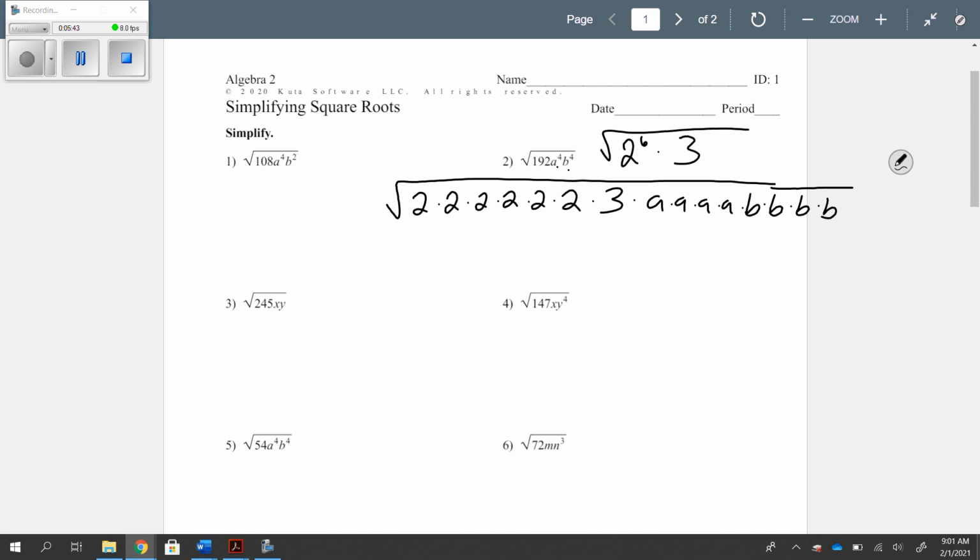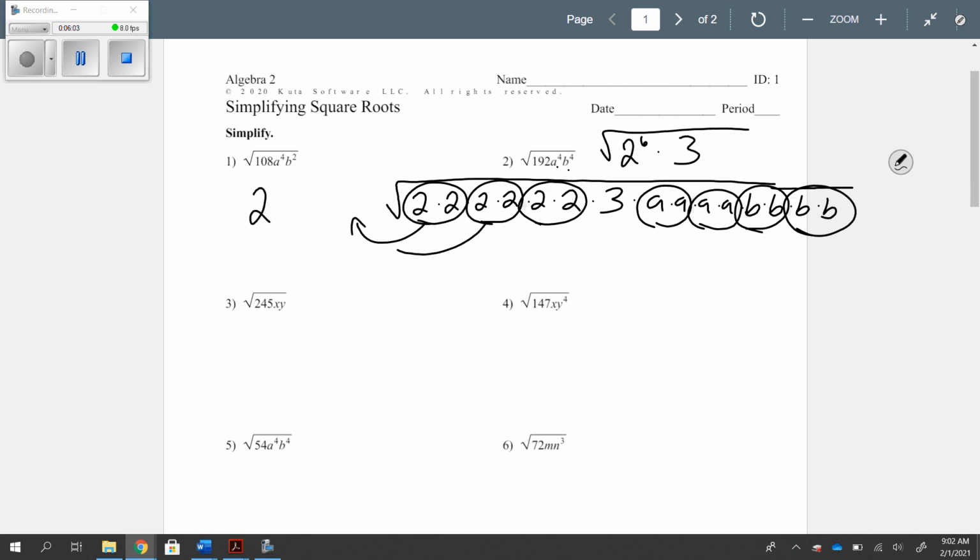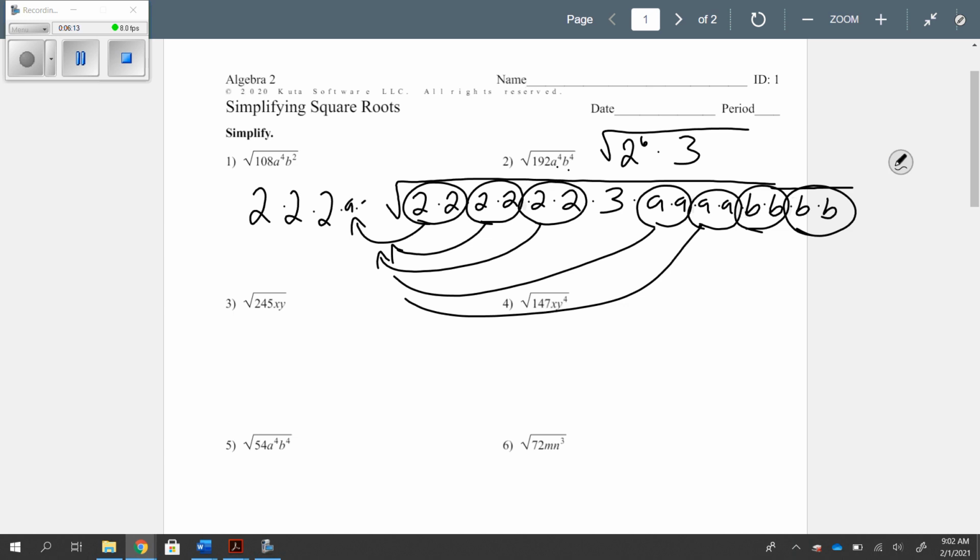So again, we are looking for pairs. There's one pair, there's another pair, there's another. That 3 does not have a partner. He can't go anywhere. This A has a partner, this A has a partner, this B has partners, and that B. So we see that 3 is stuck there, but everything else gets to leave. So leave, there's 1, 2, leave, there's a second 2, leave, there's a third 2, and then A times A times A, and then B times B times B.